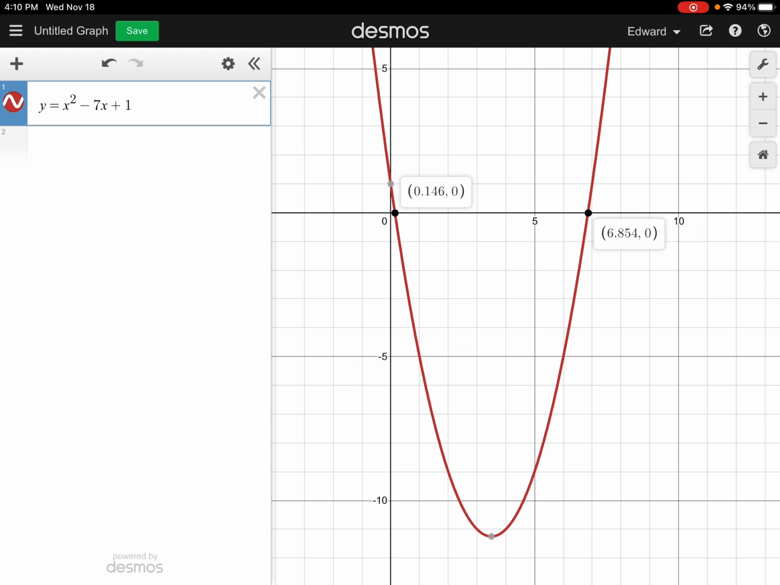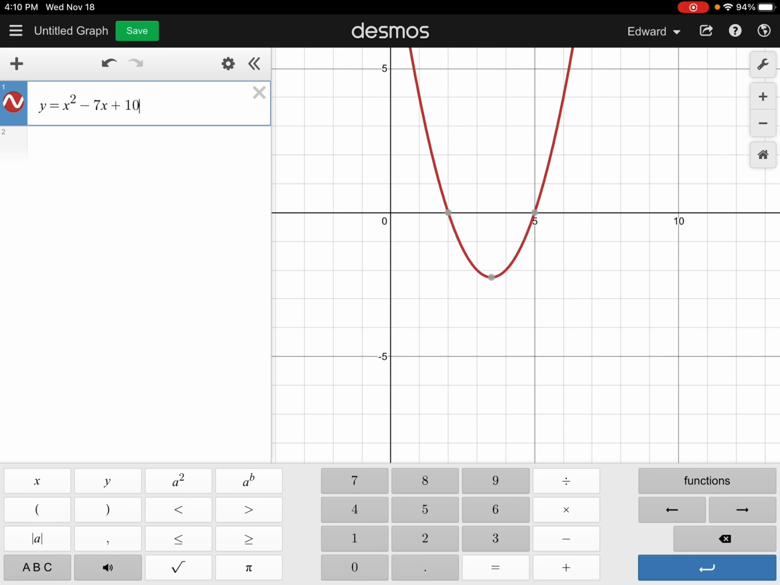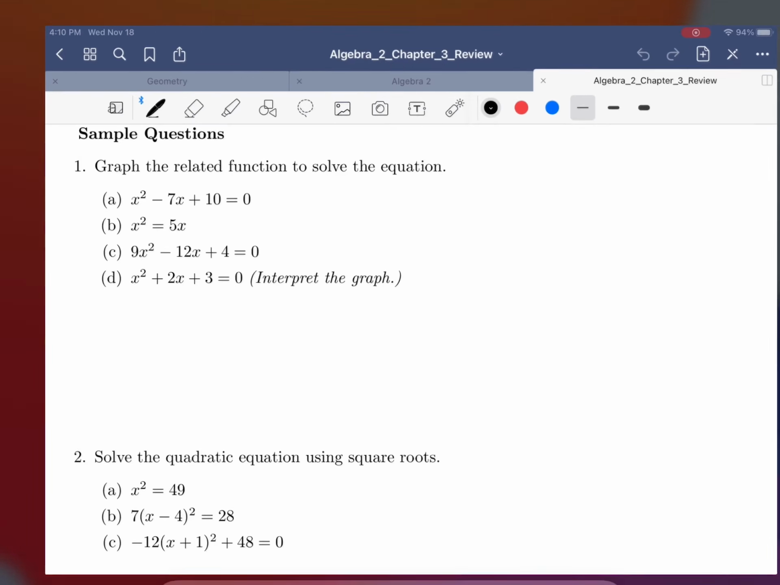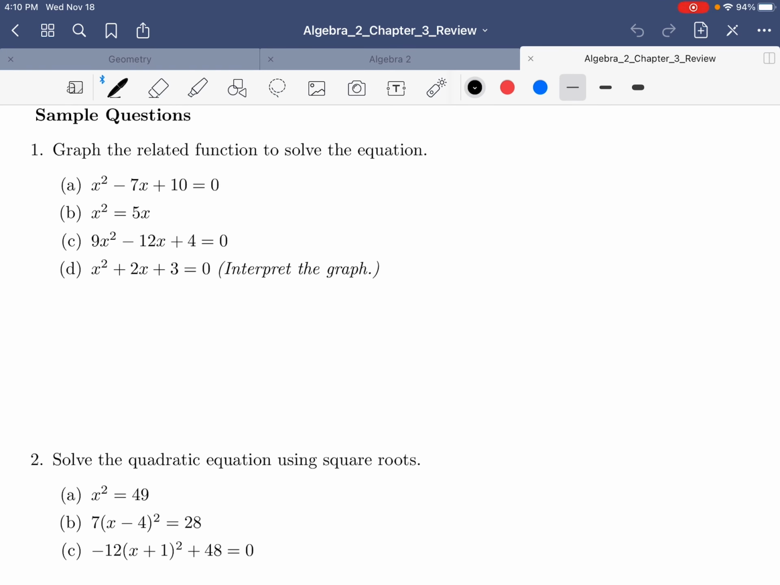Those are the solutions that we want, but this is the wrong equation. So I'm going to go back and fix that. It should say 10. There we go. And those are the solutions that we're looking for. That guy right there and that guy right there. So 2 and 5. So we go back to our problem and we just write that in. x is equal to 2, right? And x is equal to 5. 2 and 5.